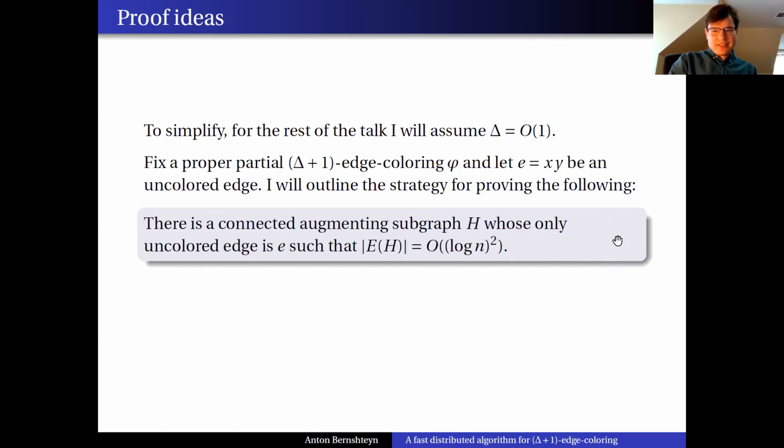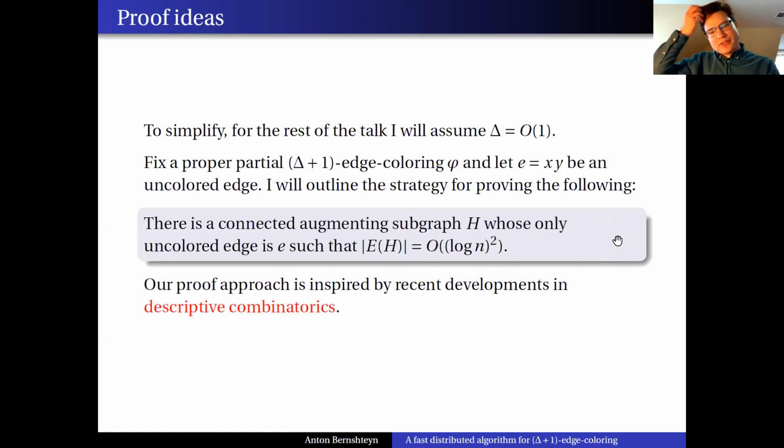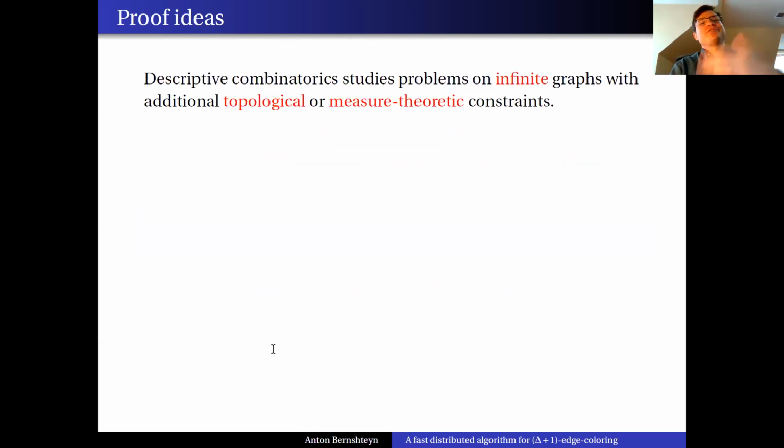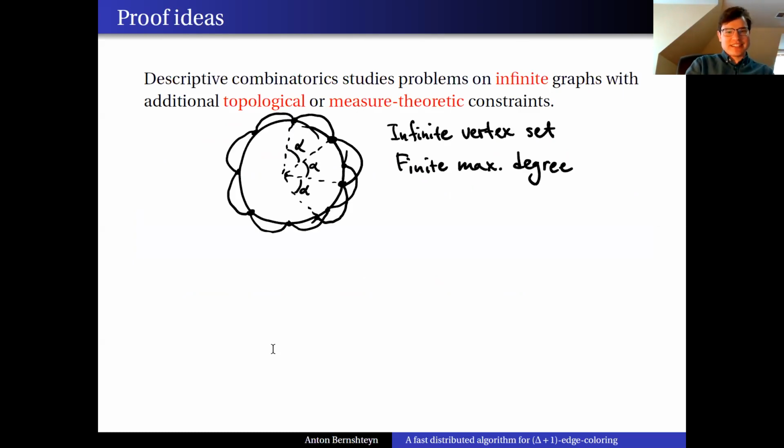Curiously, the proof approach is very much inspired by recent developments in a different area of math that is not obviously related to distributed computing, namely the area called descriptive combinatorics. I don't want to say very much about what this is, but because I think it's an unexpected connection, let me say a few words so that you feel that this is unexpected. Descriptive combinatorics is the study of questions on infinite graphs with additional topological or measure theoretic constraints. So what do I mean by this?